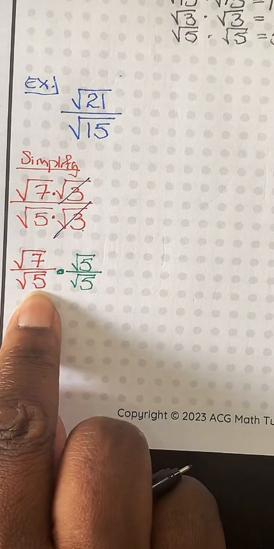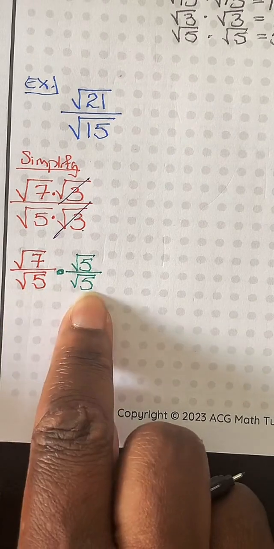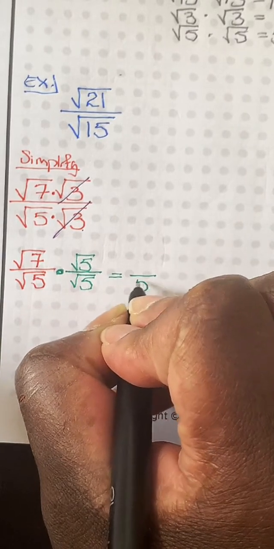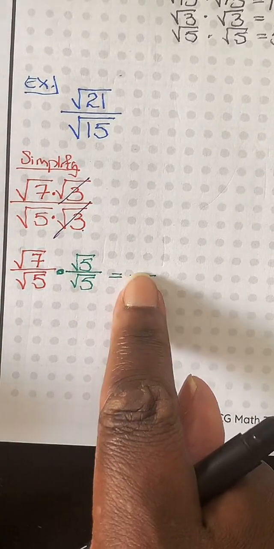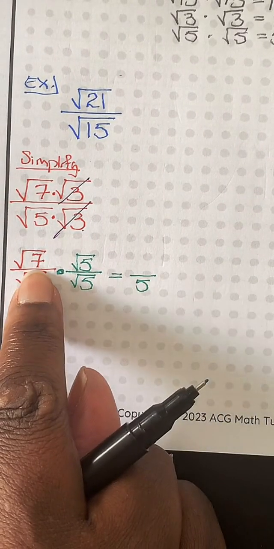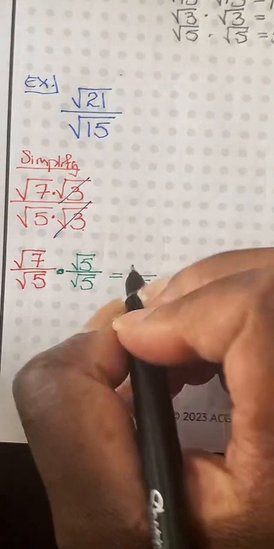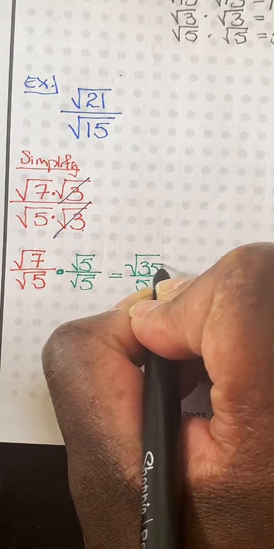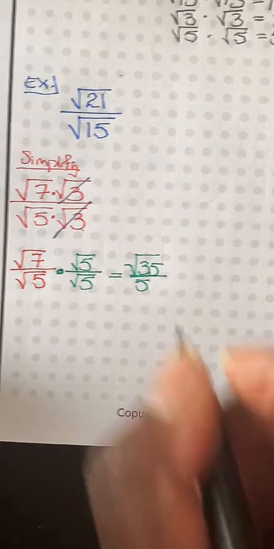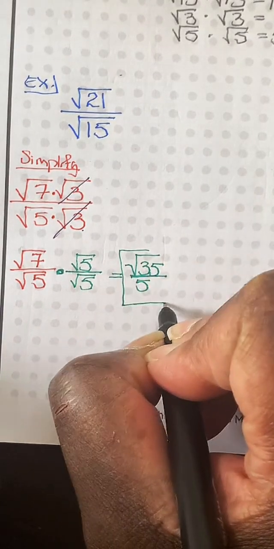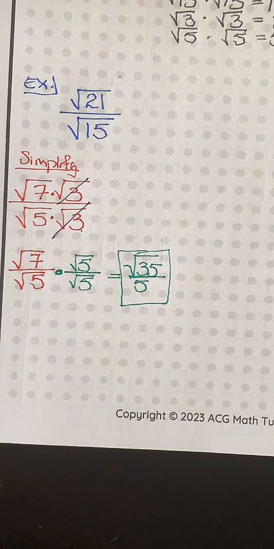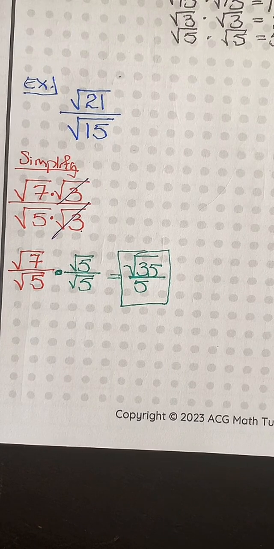Okay, so here's our trick. Square root of 5 times square root of 5 will give us 5. But in my numerator, square root of 7 times square root of 5 will give us the square root of 35. This is your final answer. I know, there's 60 million rules. I know, it makes you crazy.